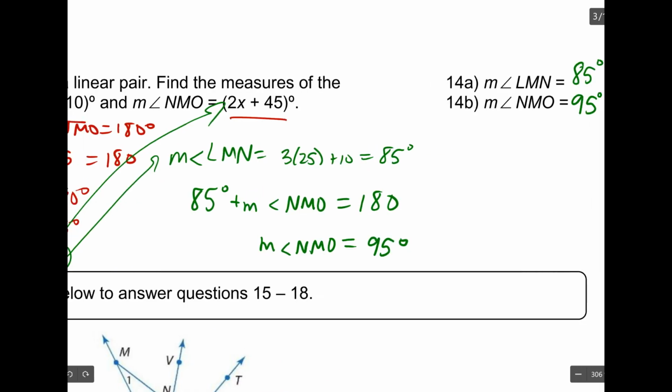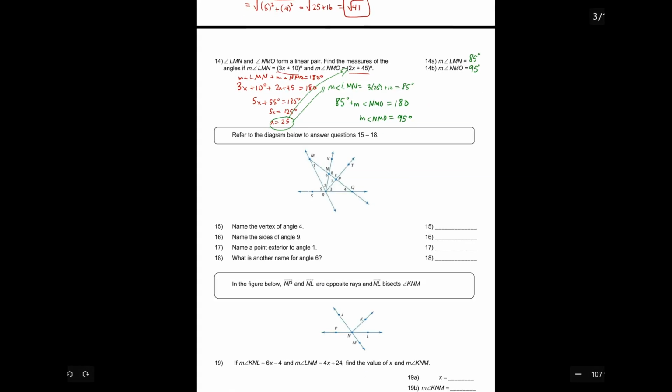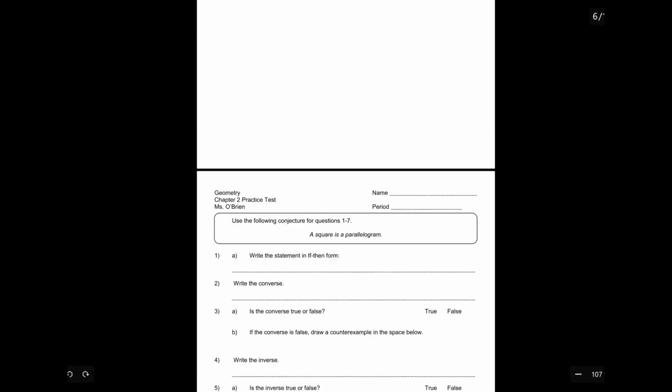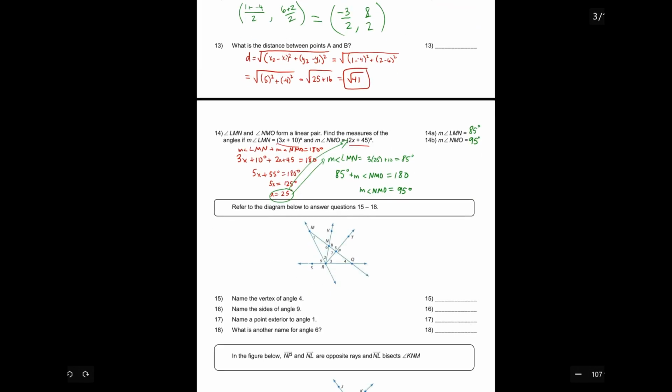Cool, so that's where we'll stop for the day. Pretty solid. We're about like, what, halfway through the practice test. That's rad.